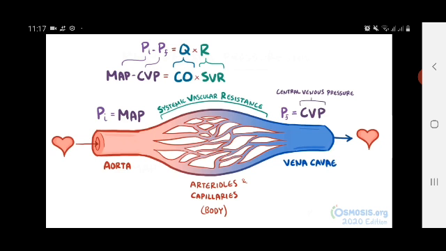So the equation is mean arterial pressure minus central venous pressure equals cardiac output times systemic vascular resistance. Now, central venous pressure is usually a small number, so it's often ignored, and the equation is simplified to mean arterial pressure equals cardiac output times systemic vascular resistance. Based on this relationship, you can see why an increase in resistance, for example, which is mostly caused by arterial vasoconstriction, will cause the blood pressure to rise.